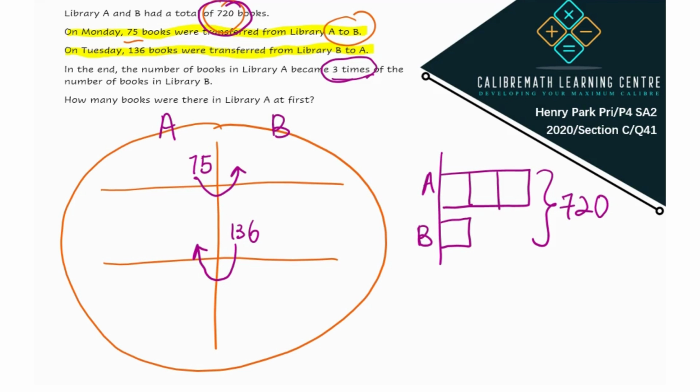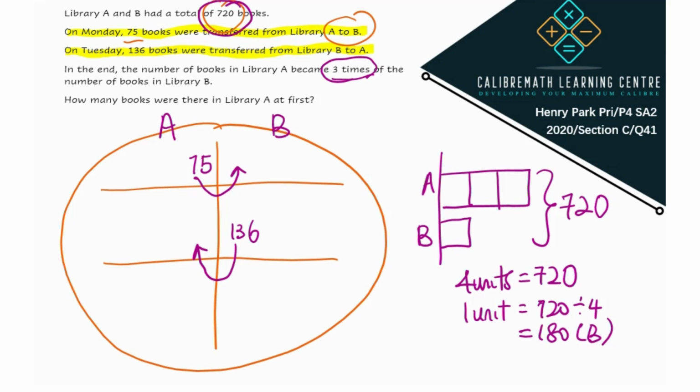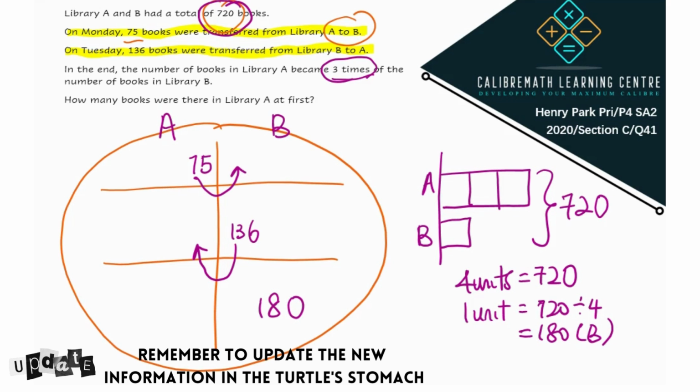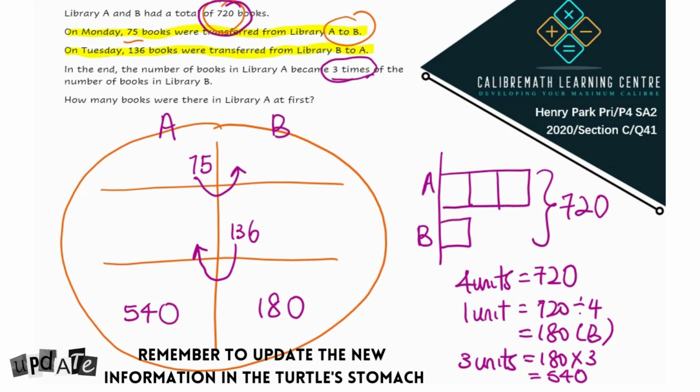So from this model, we will be able to form the relationship that 4 units is equivalent to 720, and that 1 unit can be found by using 720 to divide by 4, and that gives us 180. So this 180 is referring to the number of books in library B in the end. So let's fill in this information in our turtle stomach. So we have 180 here. And to find the number of books in library A in the end, we can find 3 units by using 180 to multiply by 3, and that gives us 540. So let's write that inside our turtle stomach as well.